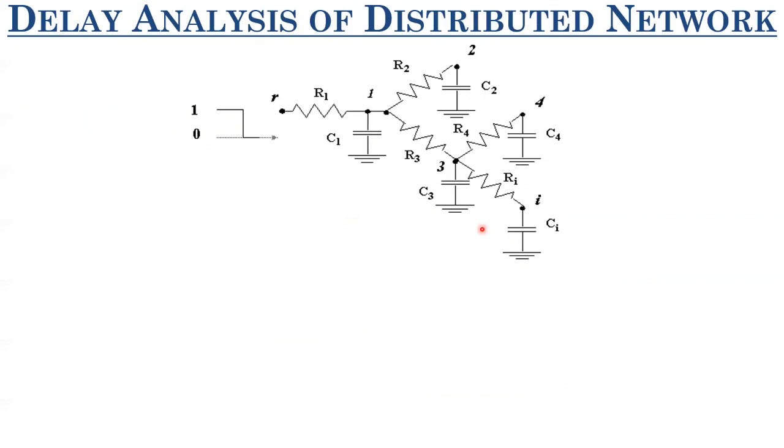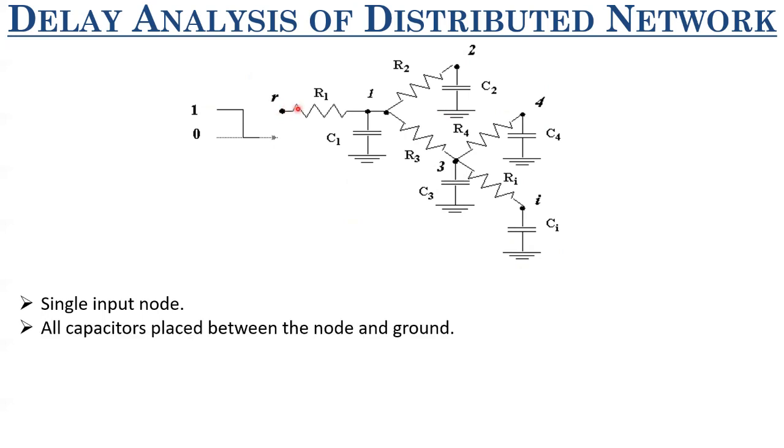And what are the assumptions while calculating the delay of this distributed network? First, step input is applied only at one input node. So no other node is acting as the input. Step input is applied to this node, which is the single input node to this network.